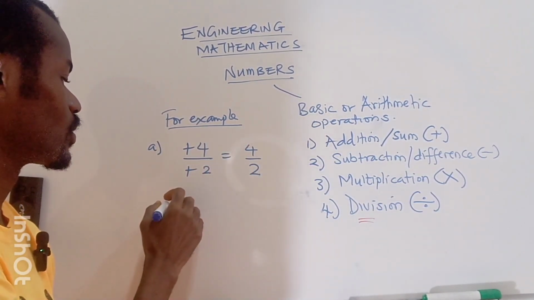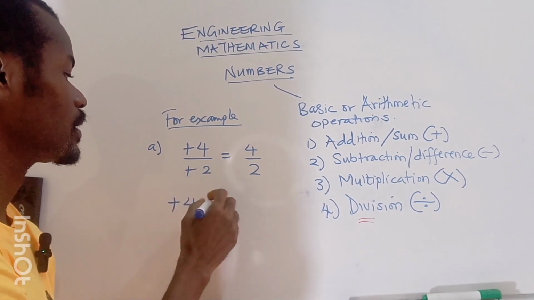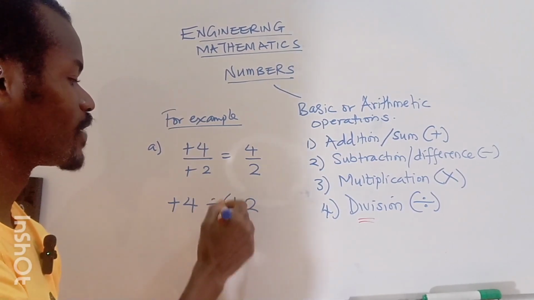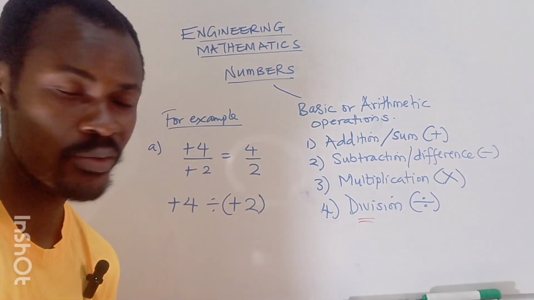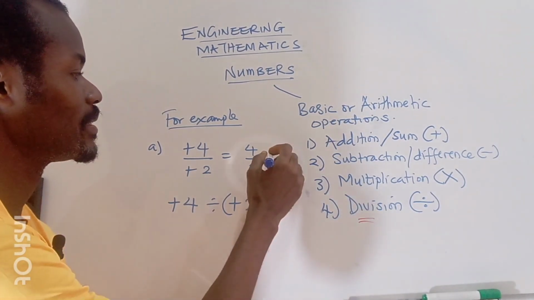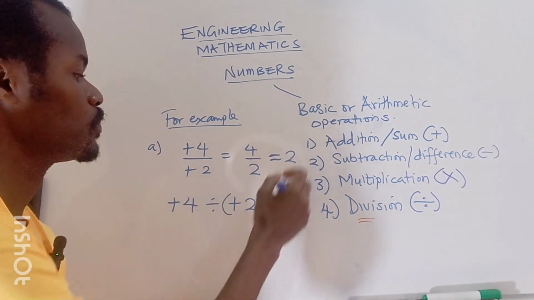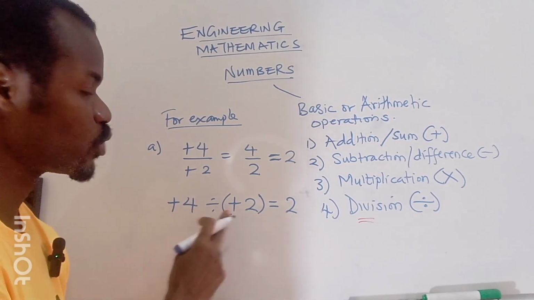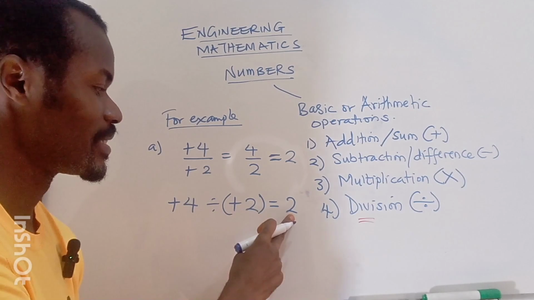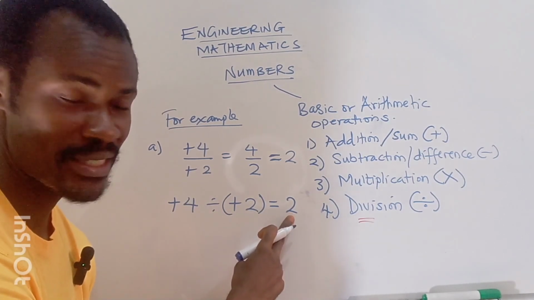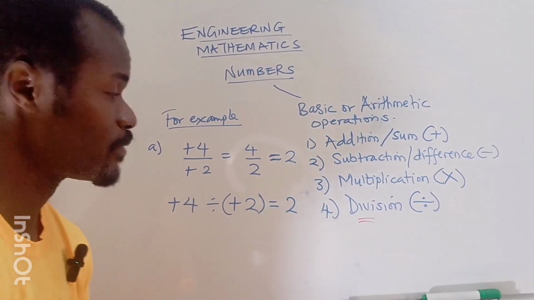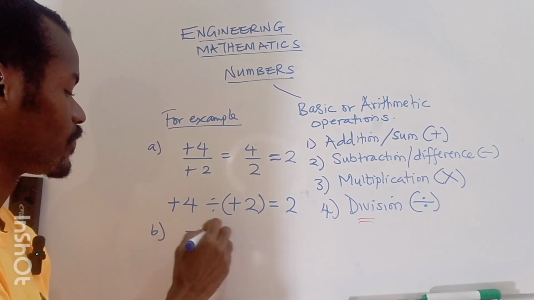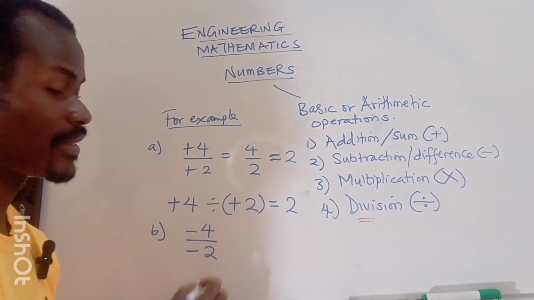We can also write it in this form: plus 4 divided by plus 2. But in this form, you want to cover the sign, based on our rule. We know that this is going to give us 2, and this also is going to give us 2. Whenever you are dividing two positive numbers, your answer should always end in positive.